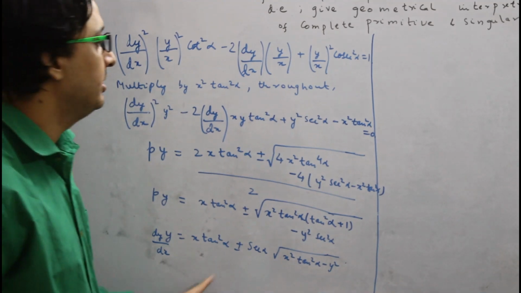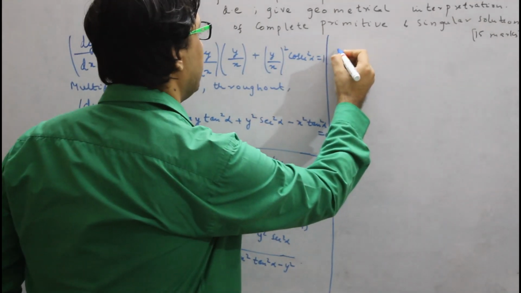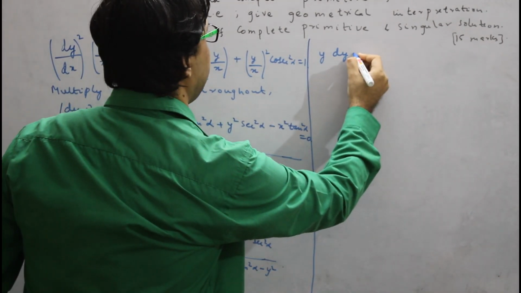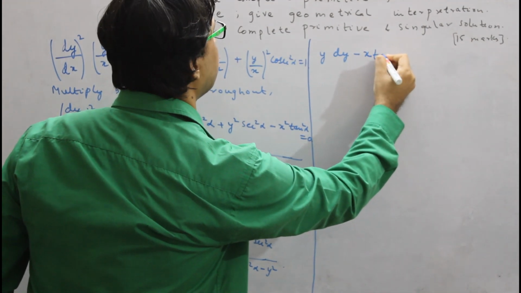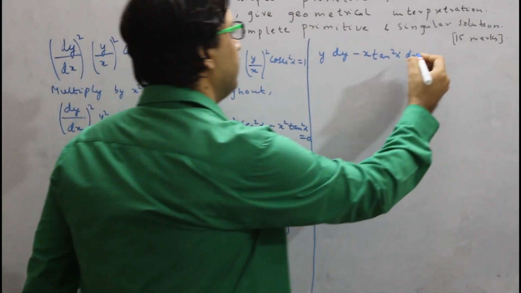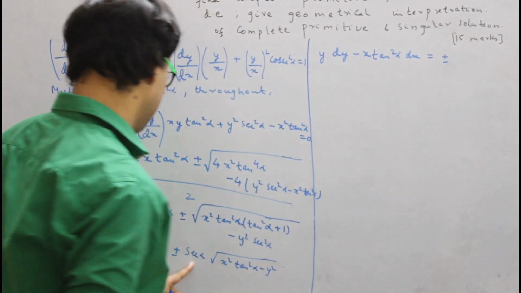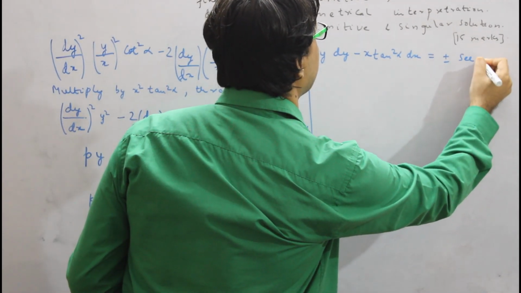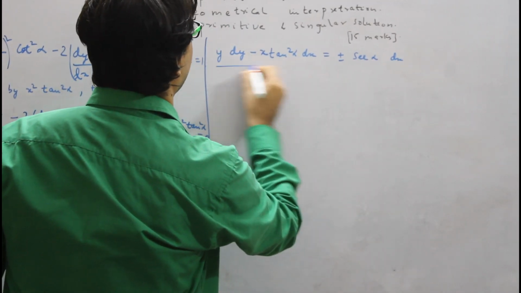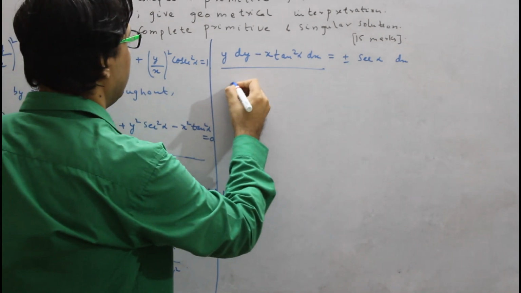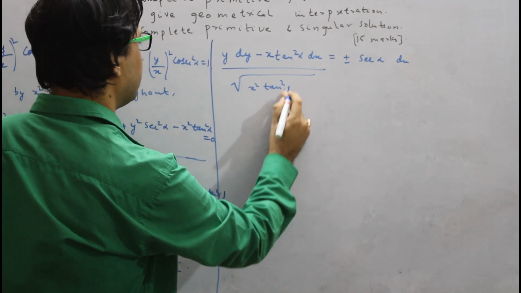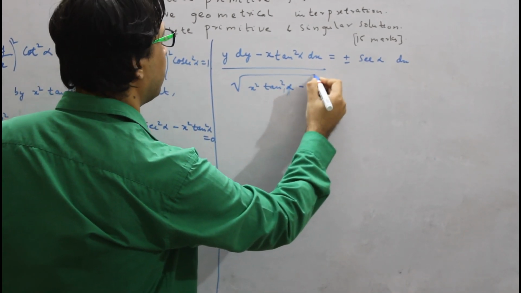So we can write over here, that will be y dy, and if we take whole on this side, this becomes x tan square x dx, because we are bringing on this side, and this will be equal to plus minus sec alpha dx, and the whole, this part we are bringing on this side, so this becomes x square tan square alpha minus y square.